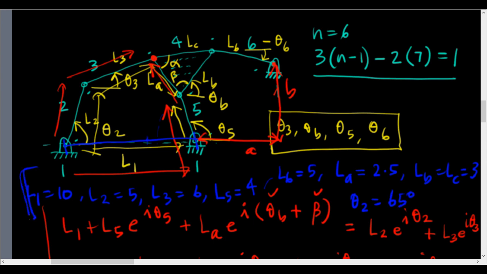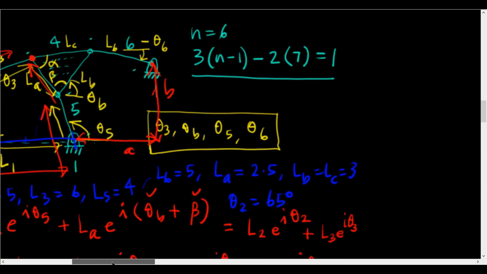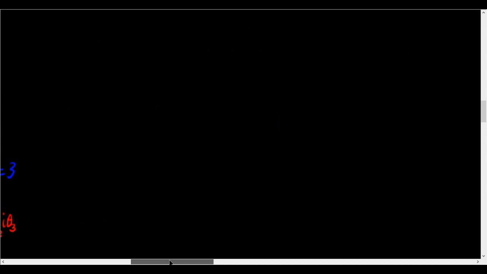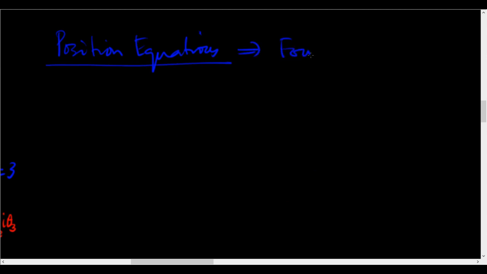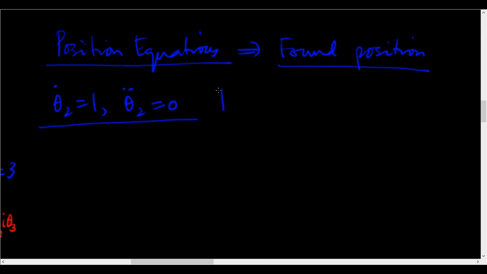So you should solve this or write to me in case you can't find an answer. Okay, and that is your second problem. This you should be ready with during your next discussion session. Okay, so now we have the position equations. And with this we have found the position. Now let us say theta 2 dot is equal to 1, theta 2 double dot is equal to 0 for both problems.